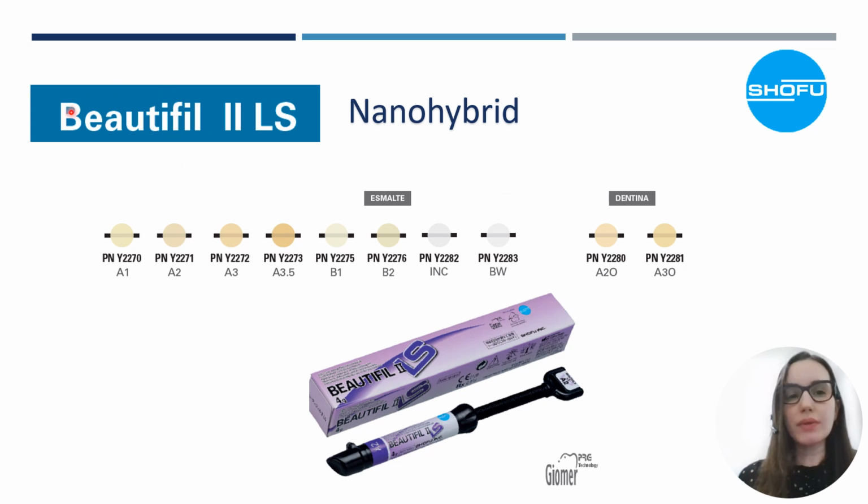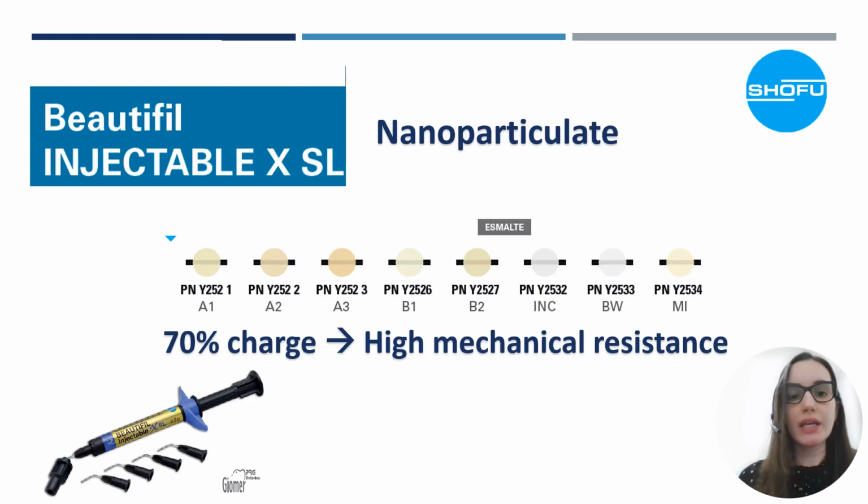There is one which is the Beautifil II LS. This is also nanohybrid with low shrinkage. LS means low shrinkage, with the lowest polymerization shrinkage of the composite resins of the dental market. This one must be used in increments of 2 millimeters. There is also the injectable one, which is nanoparticulate, so it's very good because this has a very high mechanical resistance and very good polish, so very good for aesthetics also.